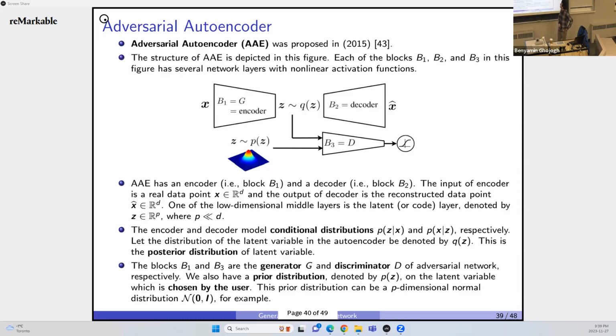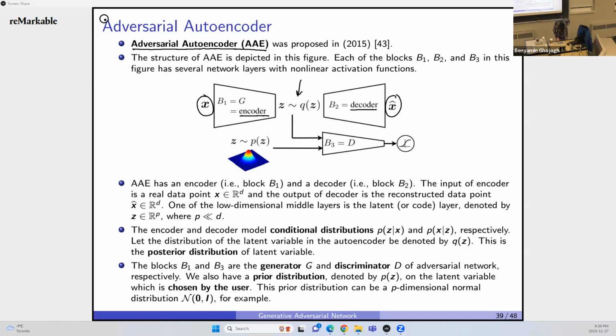Okay, so adversarial autoencoder was proposed in 2015. This is the structure. So what do we have? Do you remember for an autoencoder, we have an encoder and a decoder, agree? Usually we have X, and we reconstruct X by X hat in the decoder. And in the middle, we have some latent space, agreed?